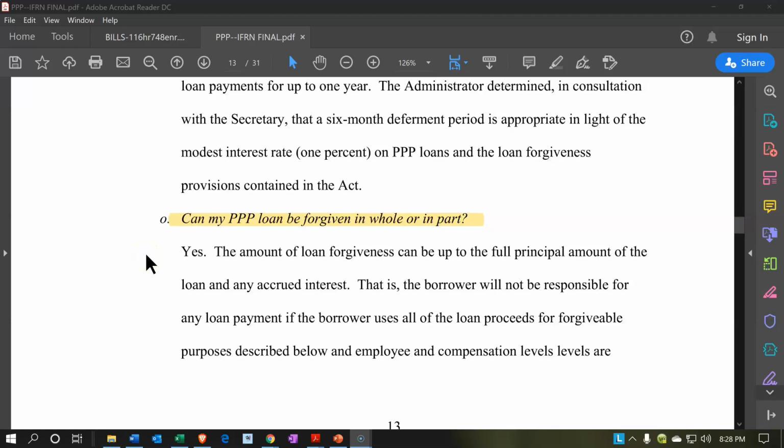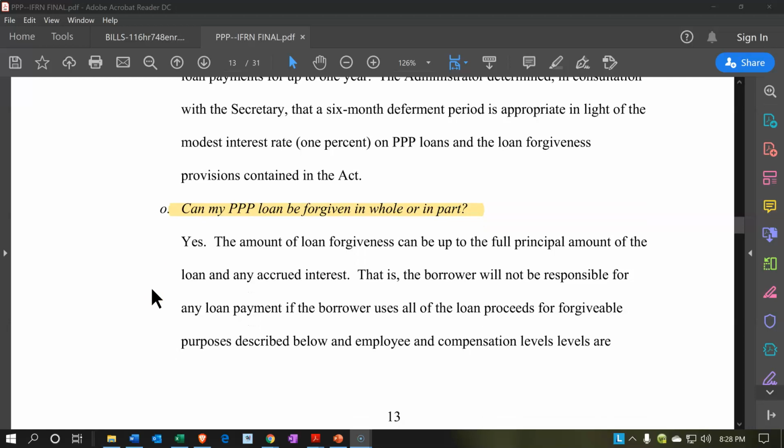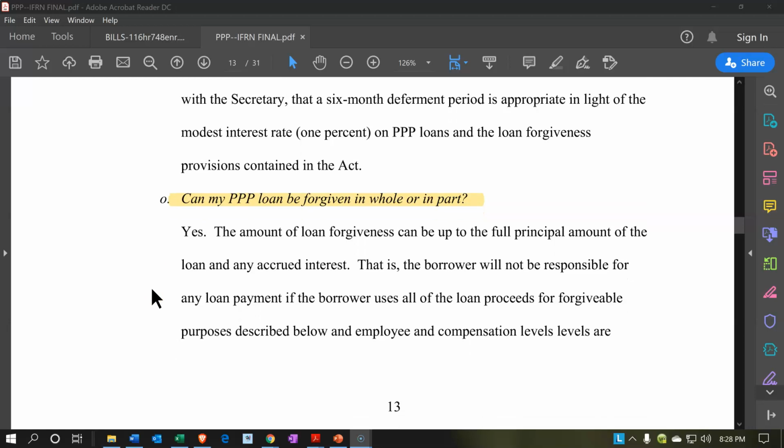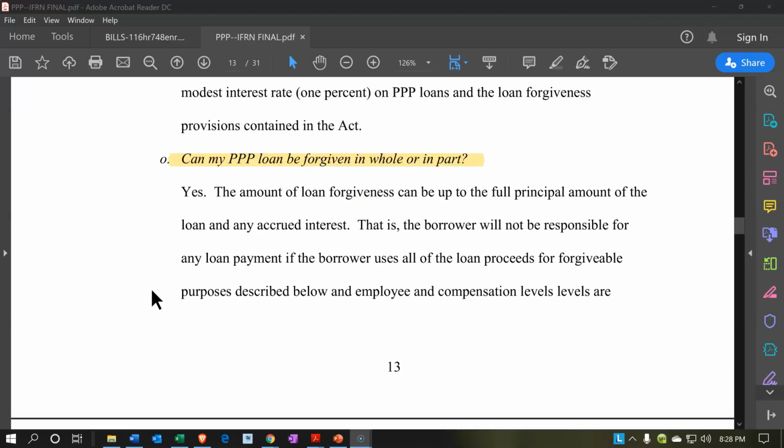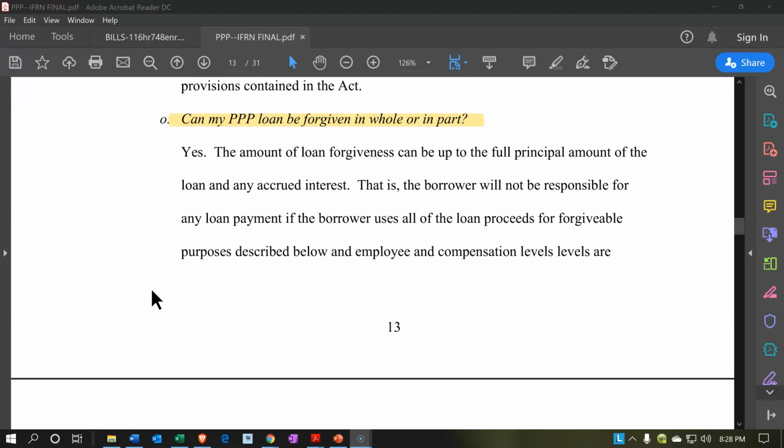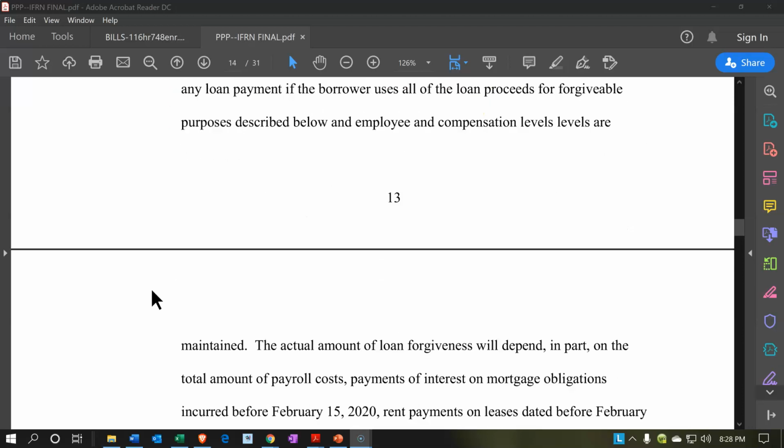Then can my PPP loan be forgiven in whole or in part? And we're going to say yes, and that's going to be the key component. So you want it to be forgiven, or you're hoping that you can forgive a component of it. So yes, the amount of loan forgiveness can be up to the full principal amount of the loan and any accrued interest. That is, the borrower will not be responsible for any loan payment if the borrower uses the loan proceeds for the forgivable purposes described below and employee and compensation levels are maintained.